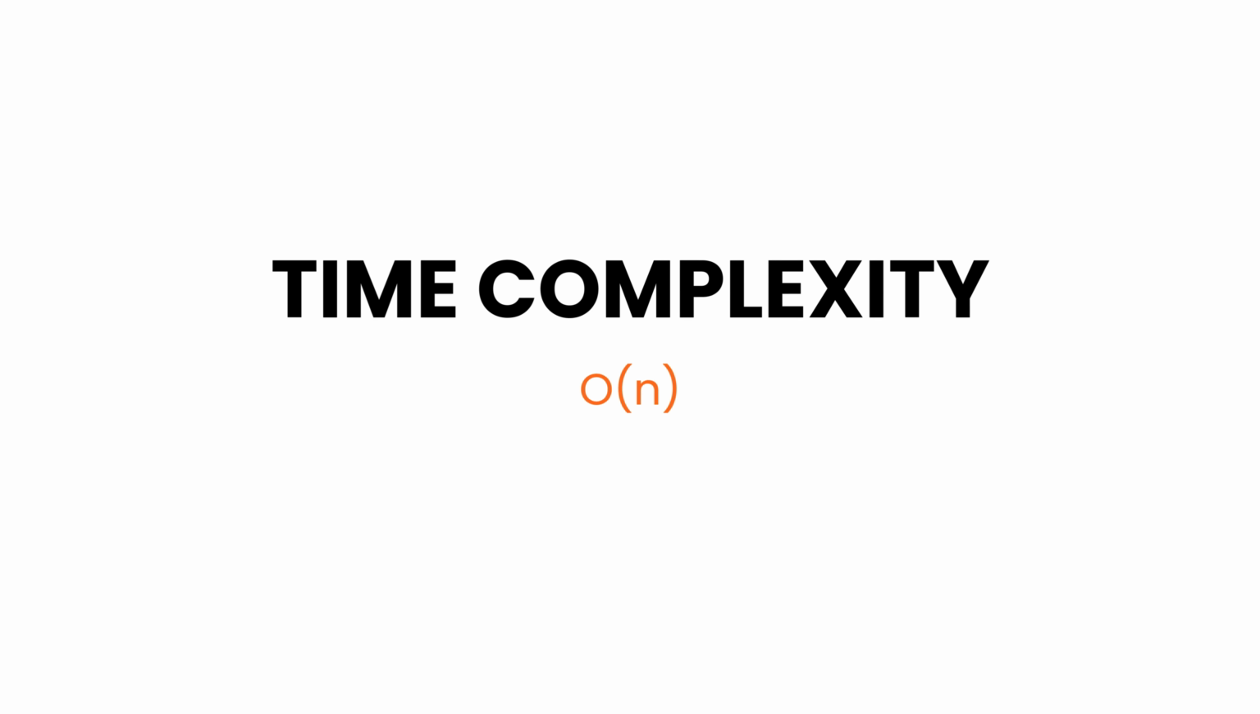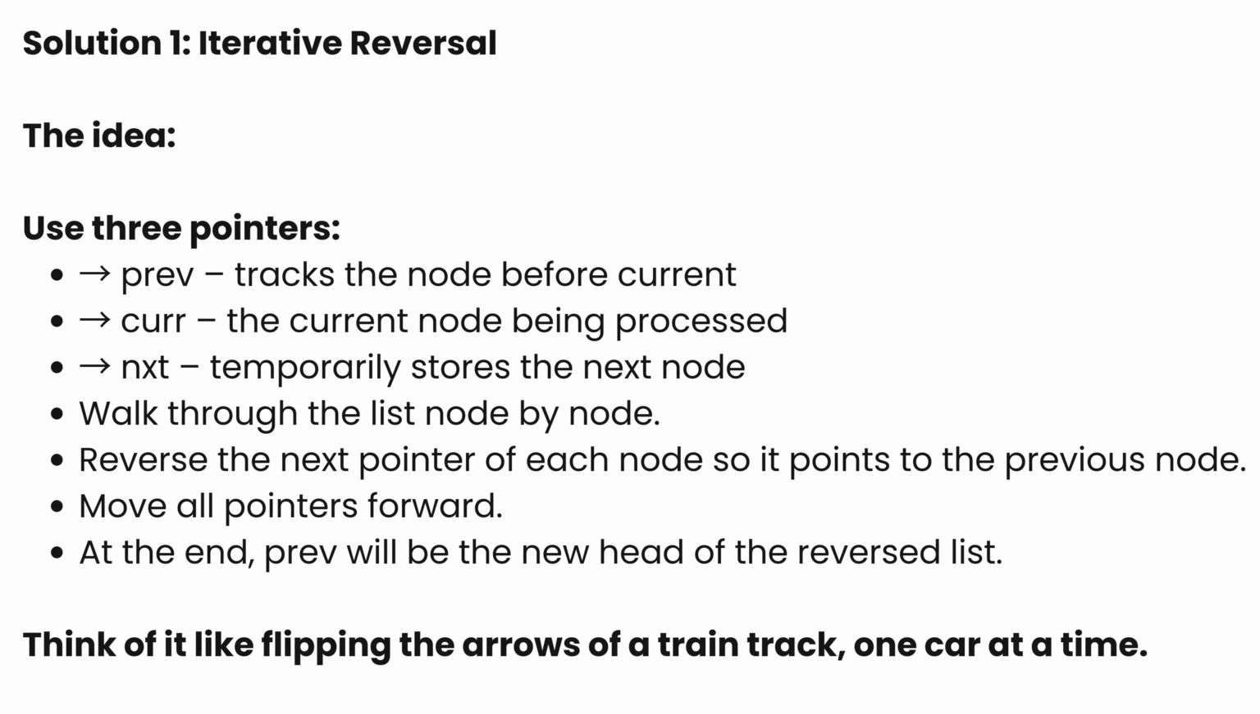Time complexity is O(n), where n is the number of nodes in the linked list. We visit each node exactly once. The idea of iterative reversal: use 3 pointers. Prev tracks the node before current. Cur is the current node being processed. Nxt temporarily stores the next node. Walk through the list node by node. Reverse the next pointer of each node so it points to the previous node. Move all pointers forward. At the end, prev will be the new head of the reversed list. Think of it like flipping the arrows of a train track, one car at a time.